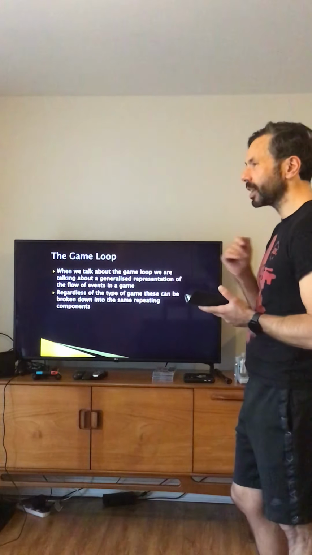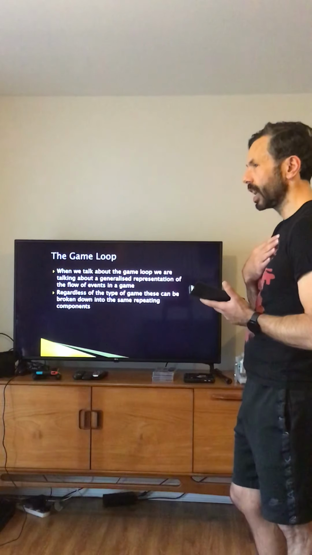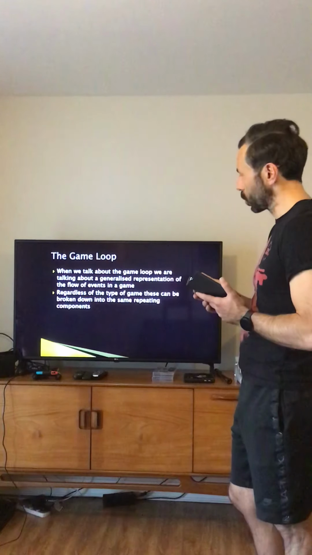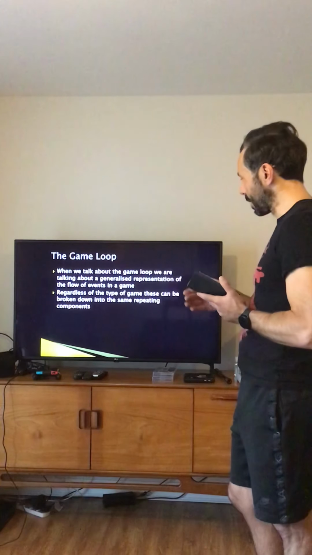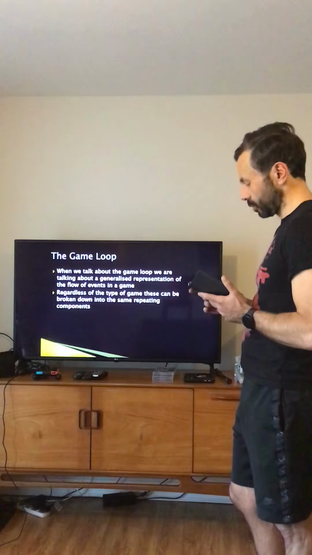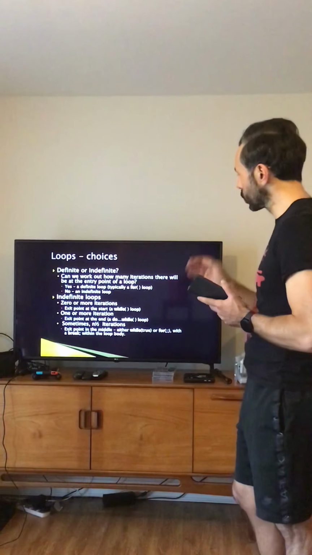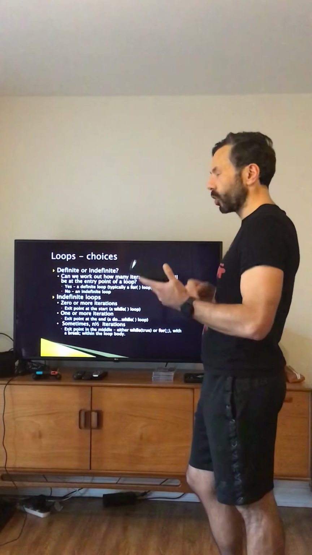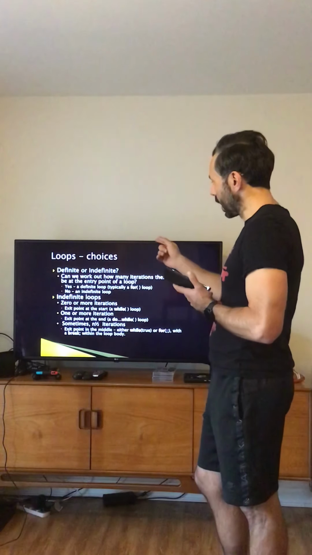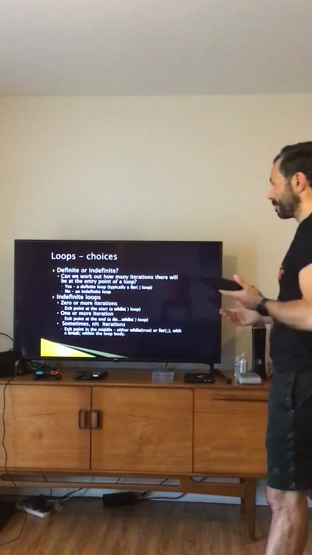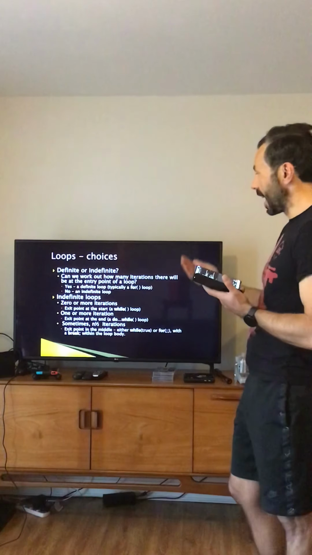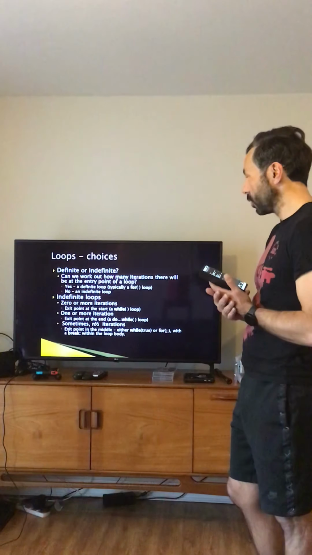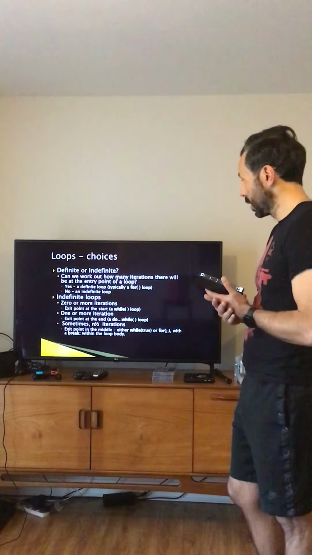So it's quite a lot to take in today. Make sure that you know that while loops, do while, and for loops are probably your most important ones. Regardless of the type of game, these can be broken down into the same repeating components. So loop choices: we have definite or indefinite. Is it going to go on forever? Can we work out how many iterations there will be at the entry point? If yes, it's a definite loop, so it's typically going to be a for loop. If no, it's an indefinite loop, it's typically going to be a while loop, perhaps.